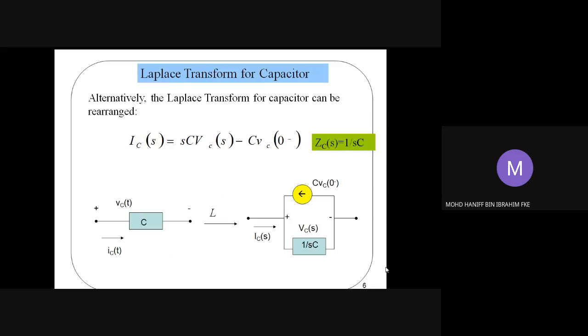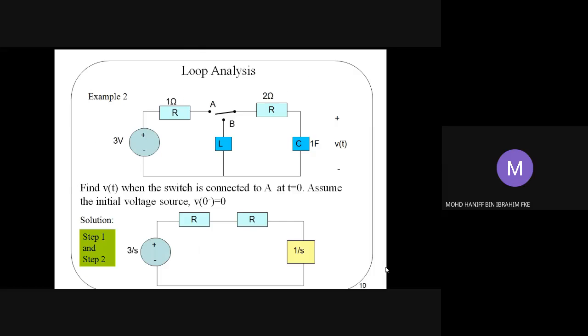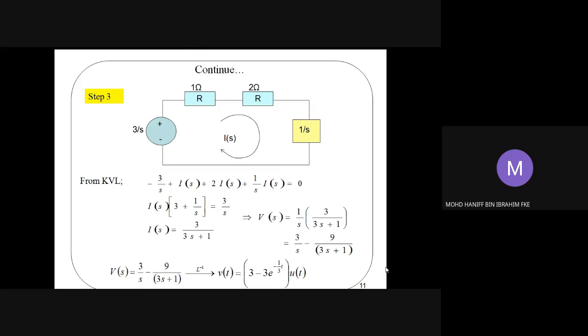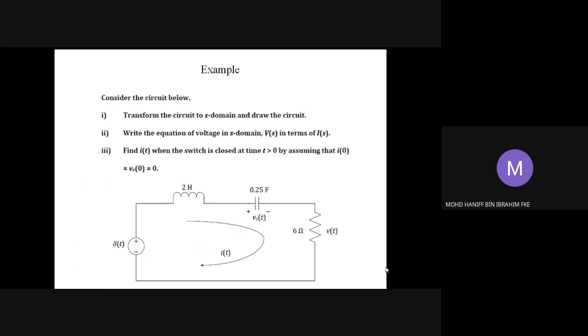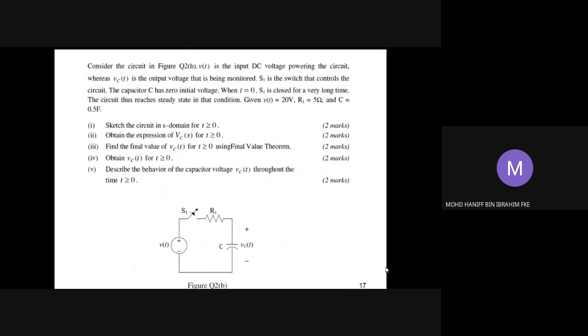We have also learned how to transform the circuit into the S domain, depending on the application, whether we want to use the Kirchhoff voltage law or Kirchhoff current law. These are the things that we have covered last week, and also a few exercises or examples related to these topics. So we are going to continue our lectures on this example.